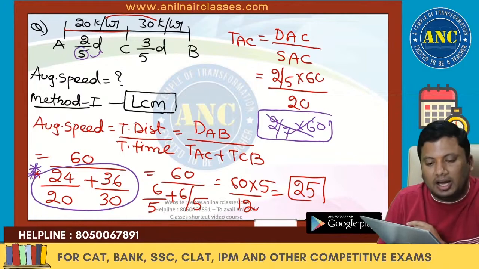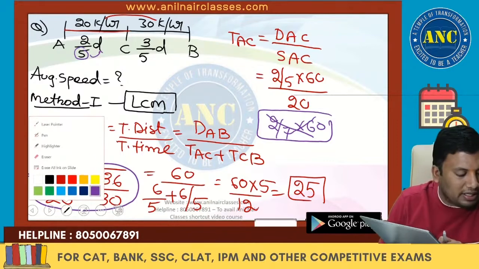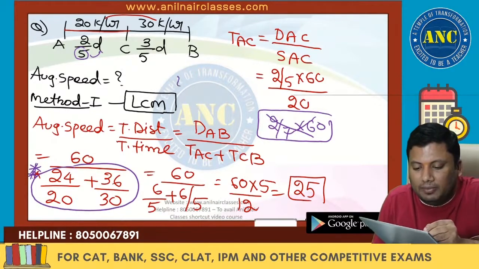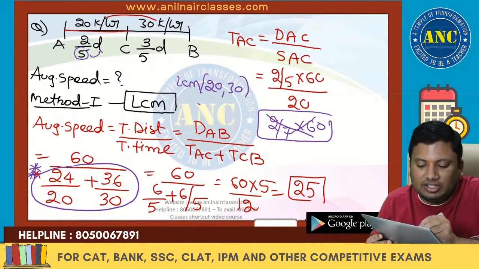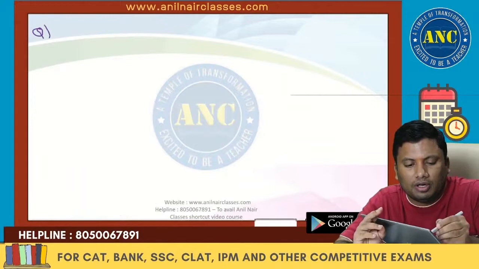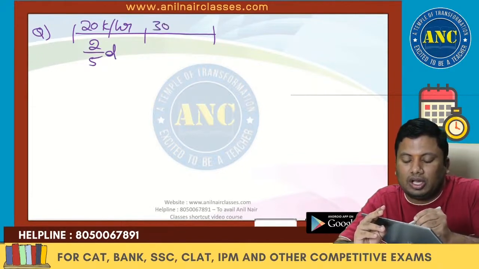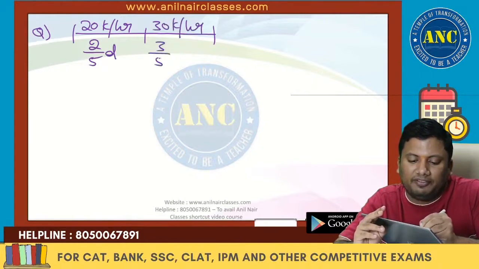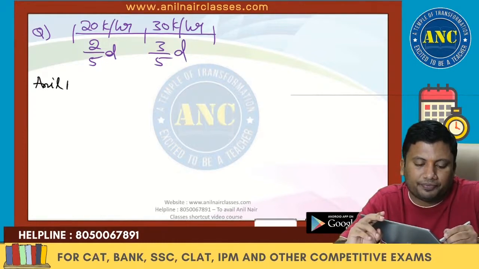Now let us see Anil Nair's way of solving the question. The LCM of 20 and 30 is 60. Saima, some calculation mistake which you did, I am sure you will correct on your own. Now this is 20 kilometers per hour, which is 2 by 5D, and 30 kilometers per hour, which is 3 by 5D. Anil Nair's way of solving the question.